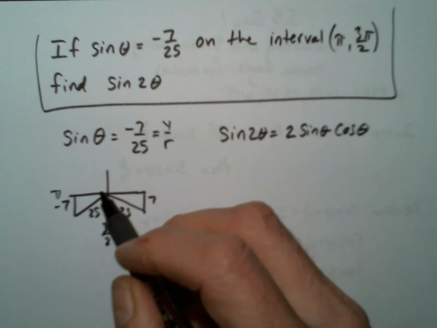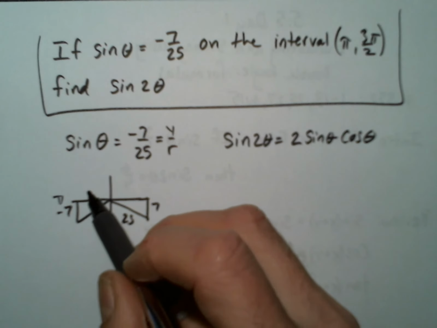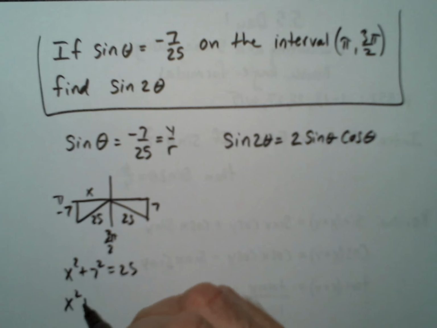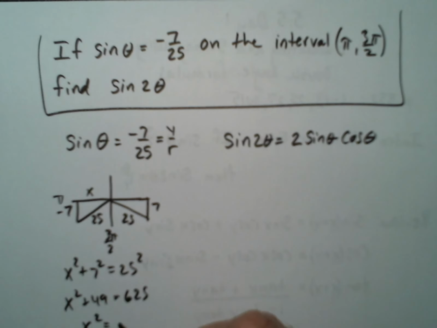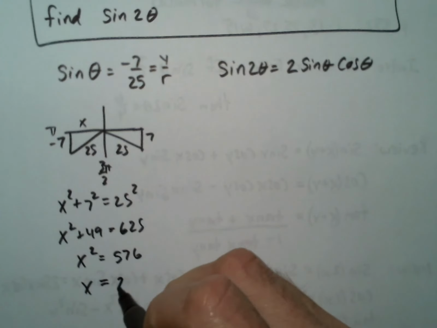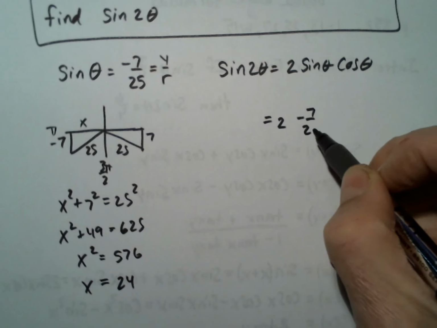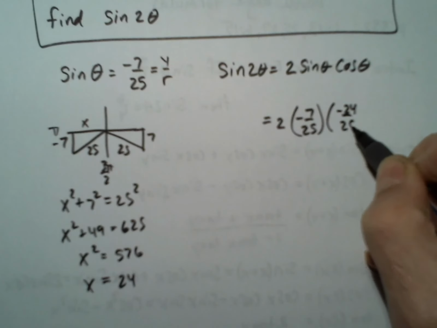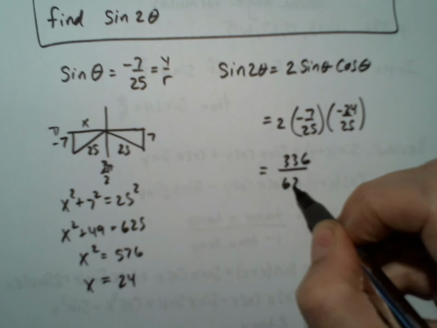And then we need to find the cosine of that. So the missing side, we have x squared plus 7 squared is 25 squared, 625. 576, and we get 24. So now we can evaluate cosine, and we're going to have the given value of sine, and then cosine is going to be negative 24 over 25, and we get 336 over 625.